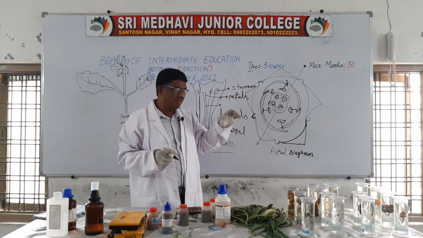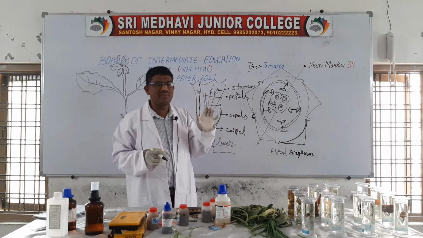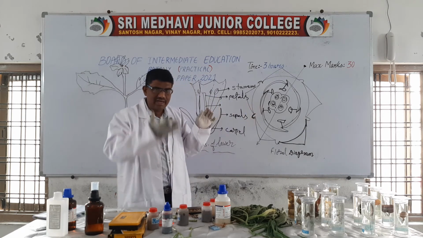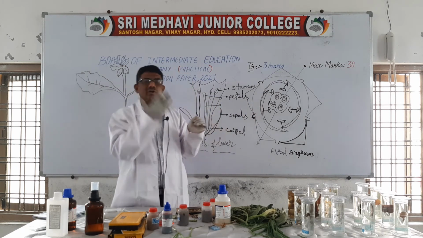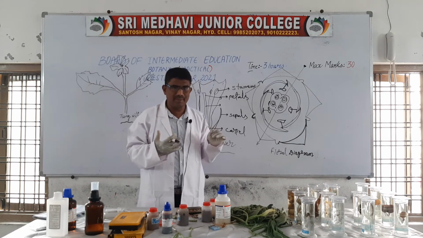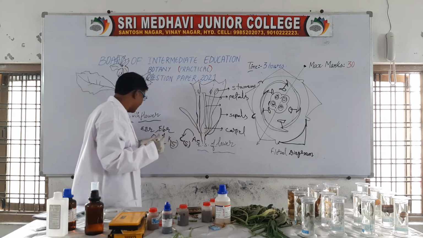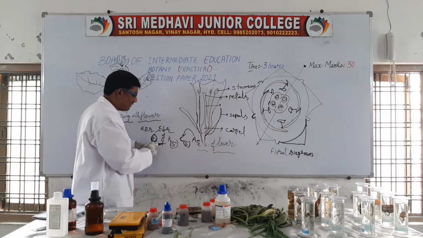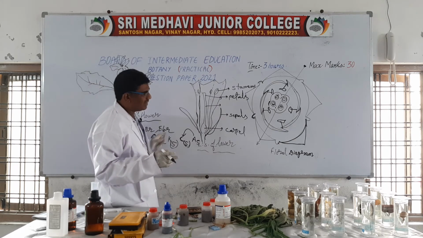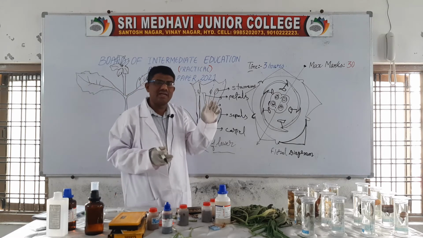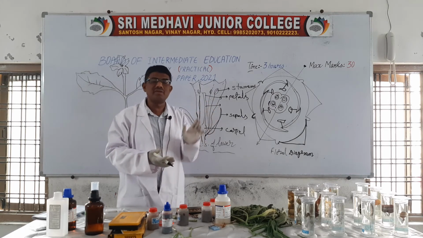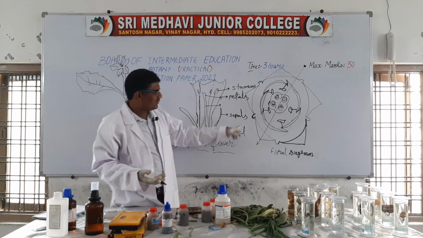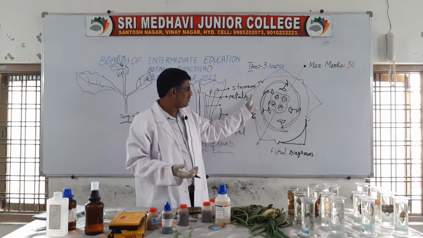When we observe this ovary, it is turned at a 45 degree angle. That's why when we cut this flower in a vertical plane, it gives 2 equal halves. That's why it is an actinomorphic flower, not a zygomorphic flower. Understand? Okay, this is a floral diagram.